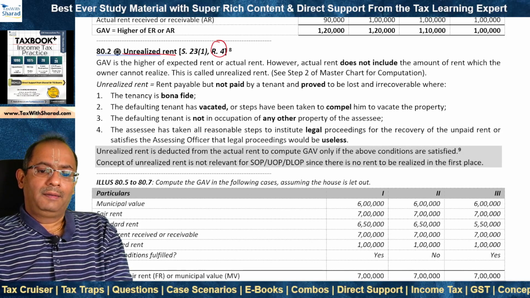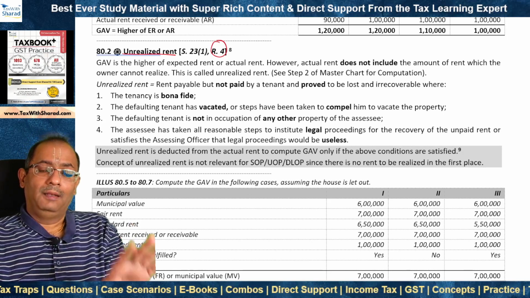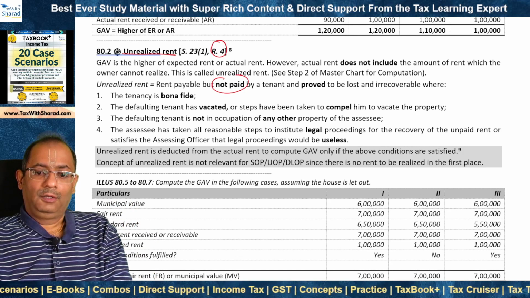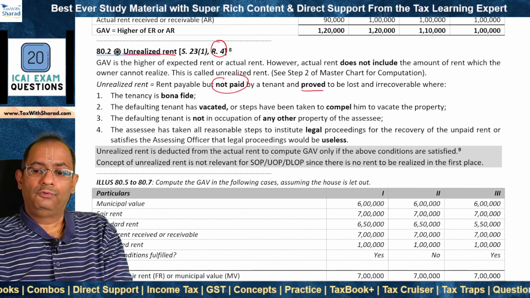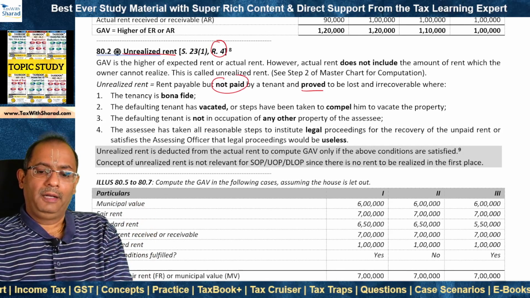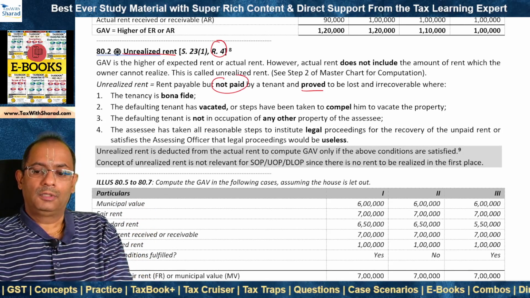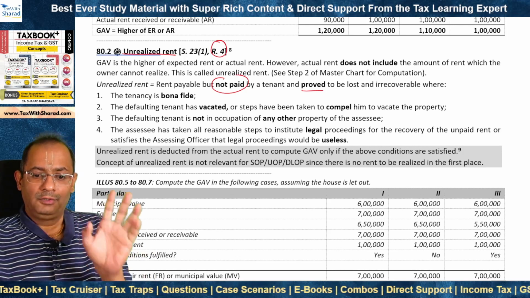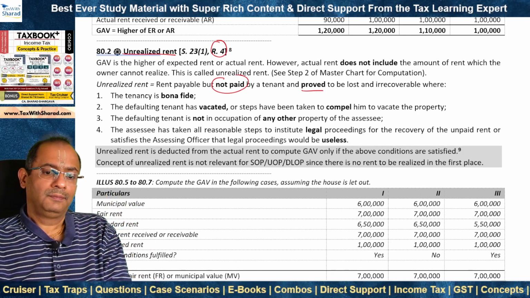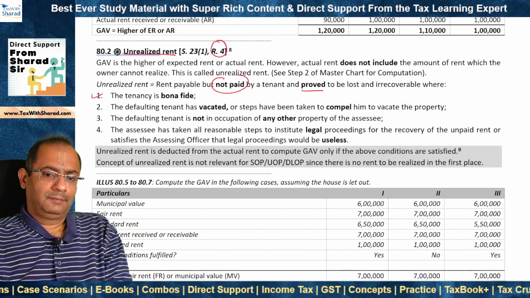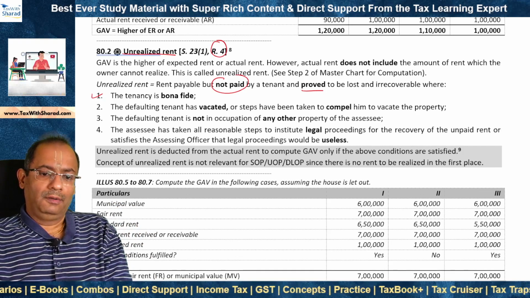What is unrealized rent? It is rent which is payable but is not paid by a tenant. Not only that, it should also be proved to be lost and irrecoverable. So rent which is payable but not paid by a tenant and which is proved to be lost and irrecoverable is called unrealized rent. There are certain other conditions to be fulfilled, and there are 4 of them. The tenancy is a bona fide tenancy, right? It is not fake or fraud.